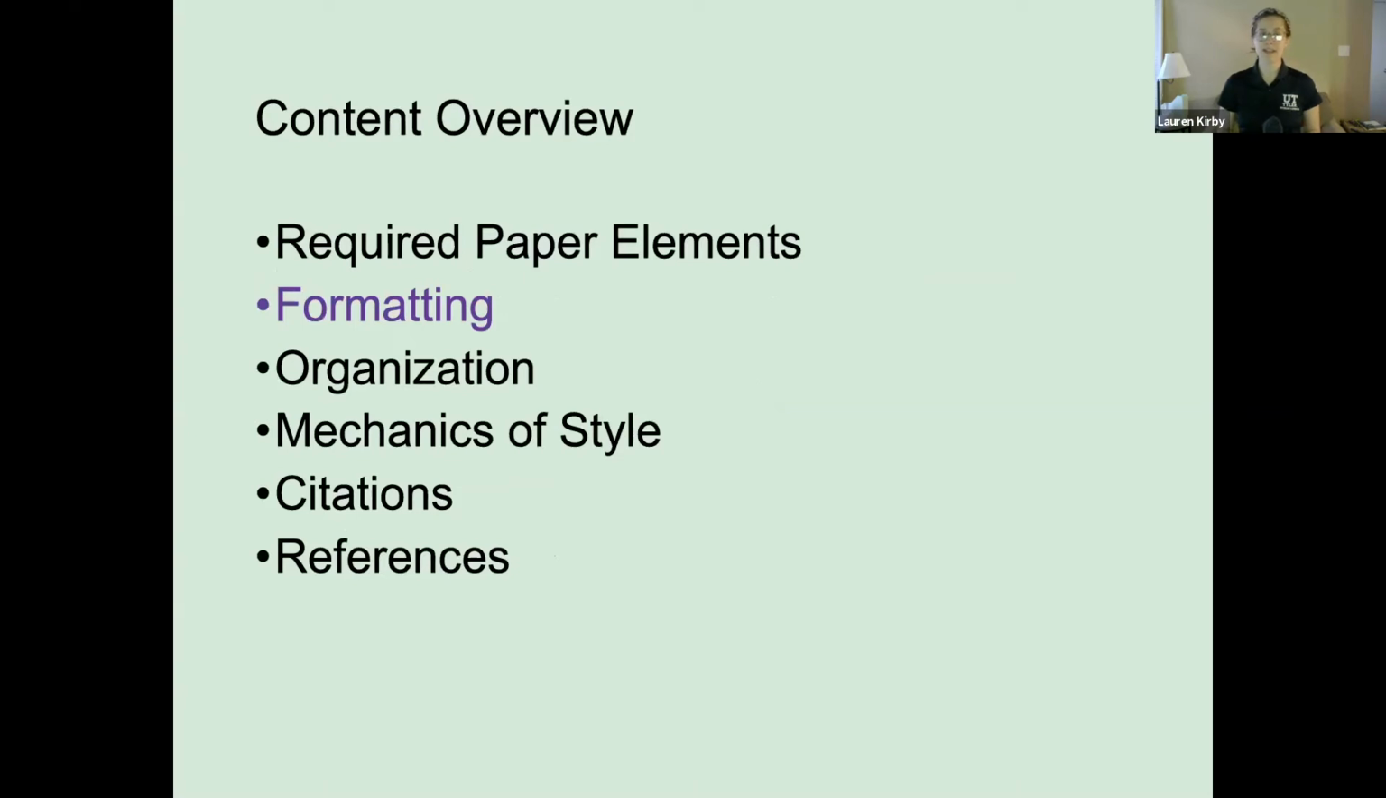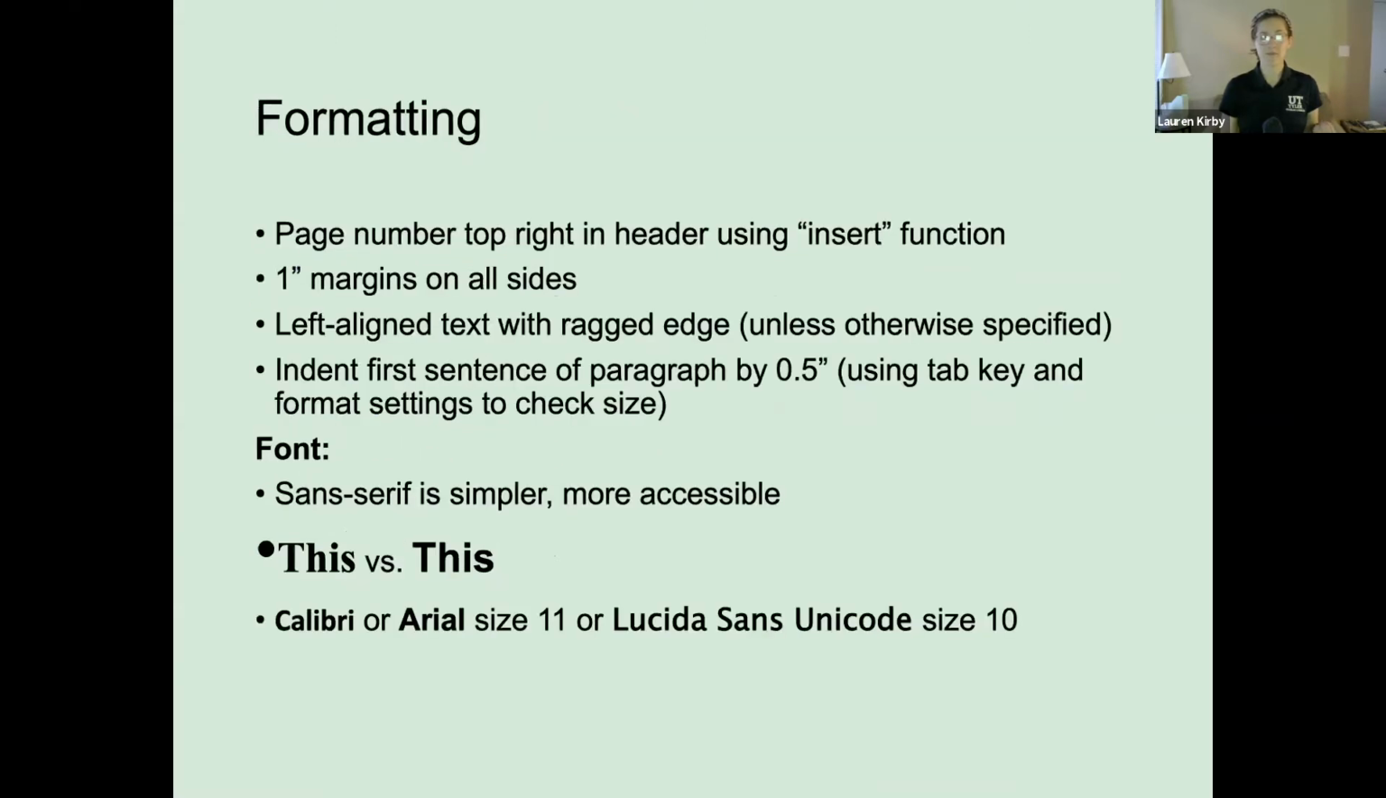So now we're going to get into aspects of formatting. Now that you know which pieces of an APA style manuscript are going in your paper and what those pieces are designed to do, here's how they need to be formatted. You need a page number in the top right. It needs to be actually in the header field in Microsoft Word, and you need to put it in there using the insert function. You need to have 1-inch margins on all sides, which will be under the layout menu.